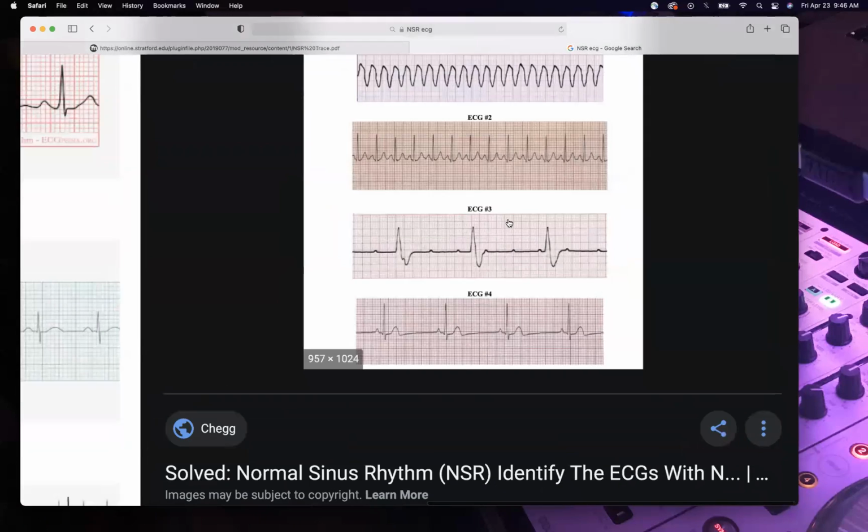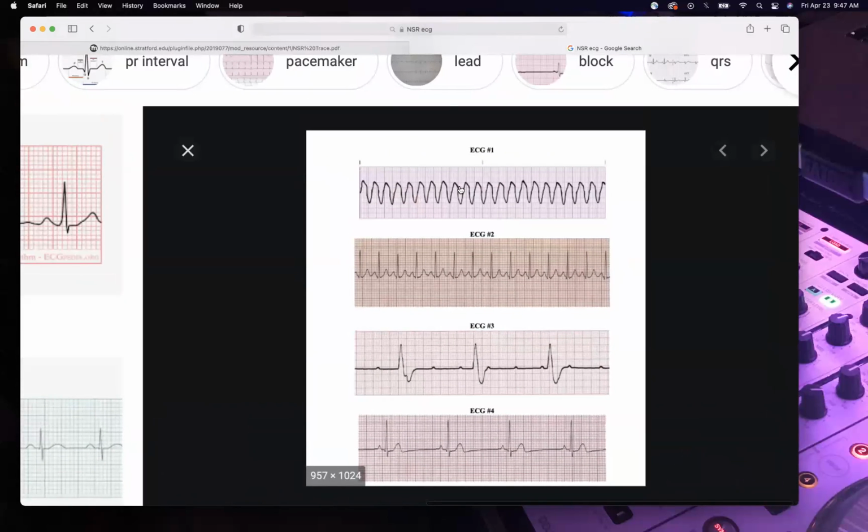So here's an example of some abnormals. Does this look normal to you? Right? What happened to the P wave? It's non-existent, right? And there's too many of them. So this sawtooth pattern, this is supraventricular tachycardia. This is bad news, right?